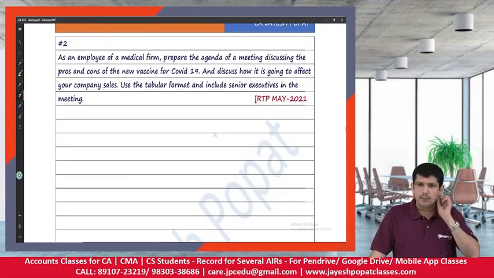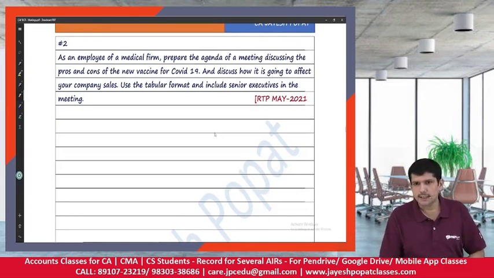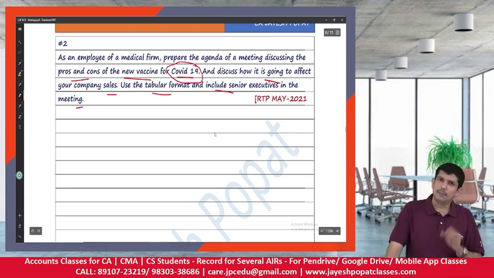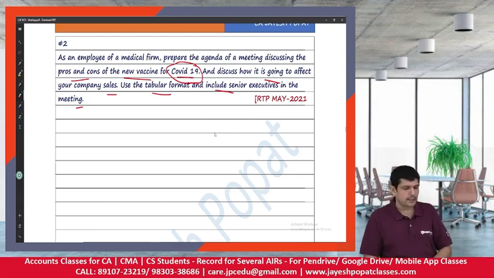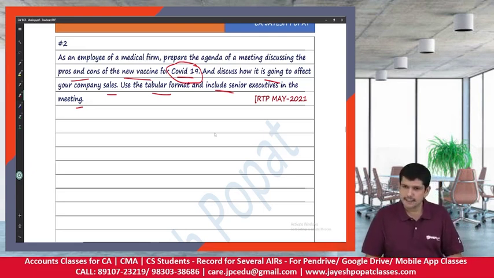It says as an employee of a medical firm, prepare agenda of the meeting discussing the pros and cons, means benefits and basically hazards of the new vaccine for COVID-19 and discuss how it is going to affect your company's sale. Use tabular format and include senior executives in the meeting. See, this could be a hot favorite nowadays because a lot of things have got affected by COVID-19 and there could be some topics coming in where you need to relate it to COVID-19 and discuss it in the exam.